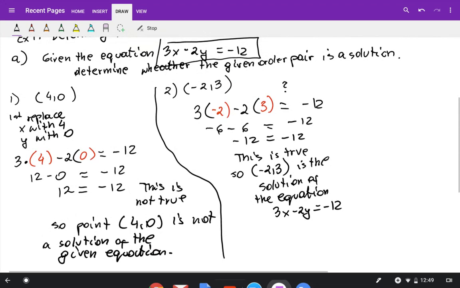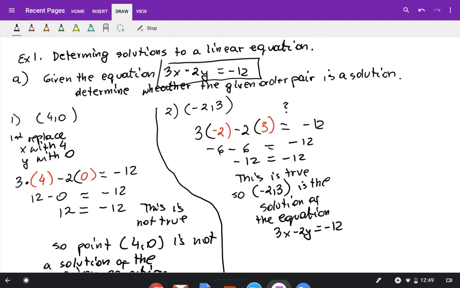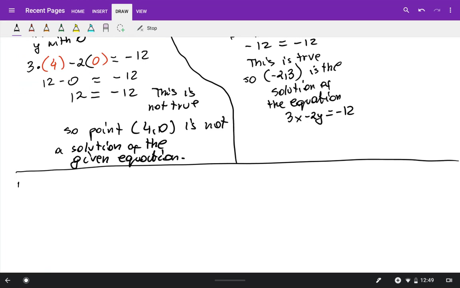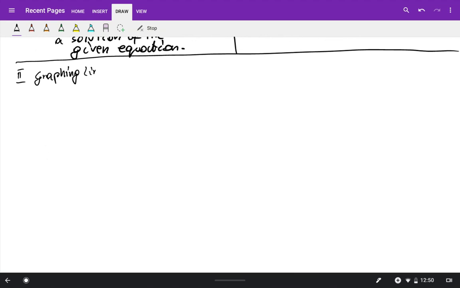So that was the example of how you show that the given point is a solution of the equation. Next in this section, the second objective is about graphing linear equations in two variables by plotting points.